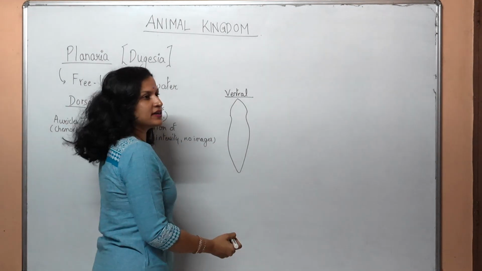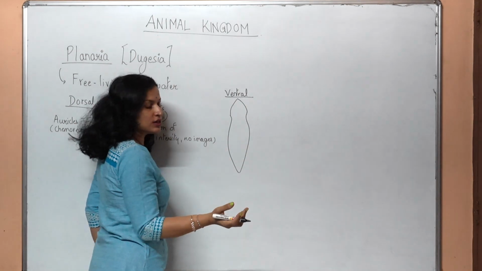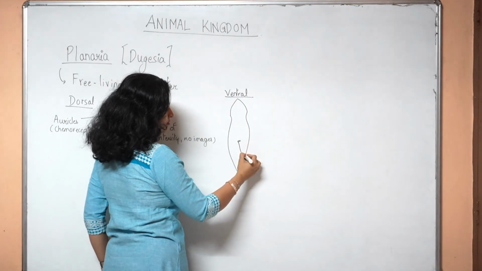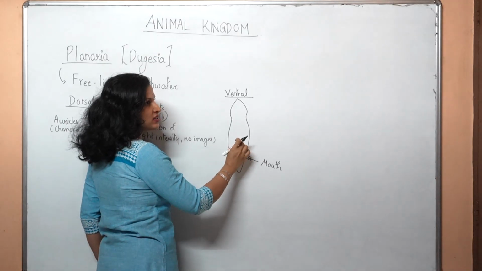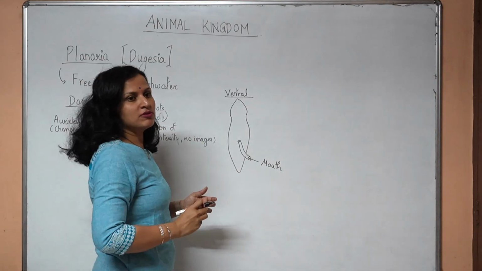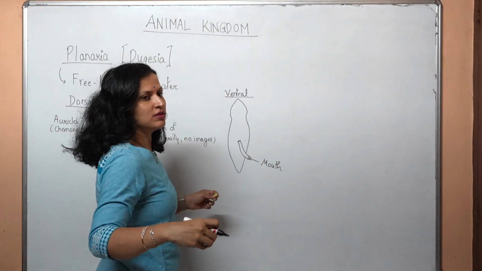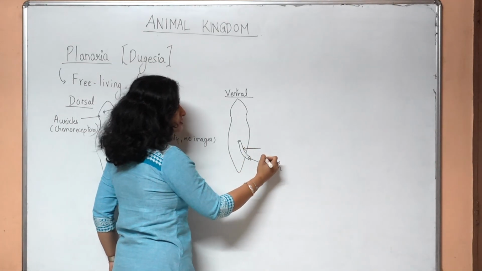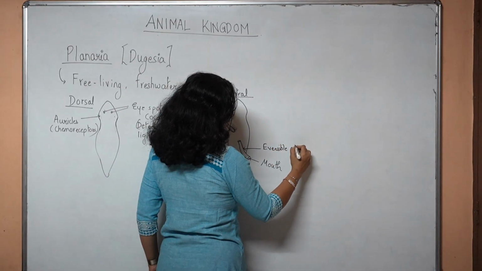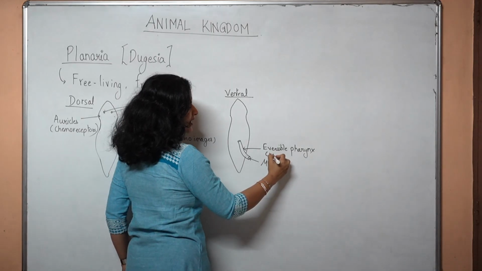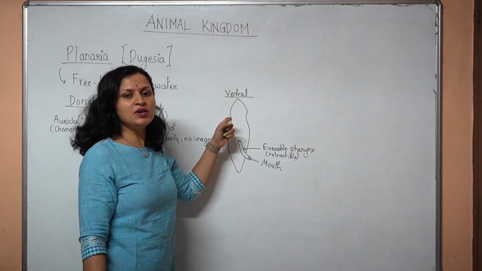This is the ventral side. Its mouth, strangely, is going to be over here. This is supposed to be its mouth. There is a pipe-like structure that is retractable. It will come out in this manner when it wants to feed. This is its retractable or eversible pharynx. Eversible means retractable. The mouth location is mid-ventral.